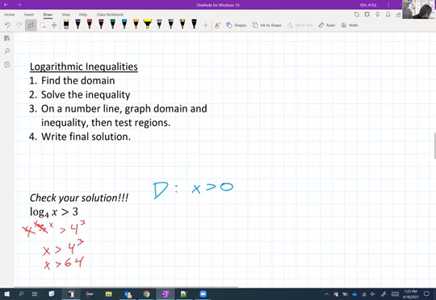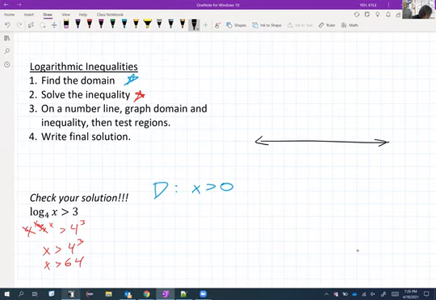So domain, I'll just put a blue star by it so we know that's my blue work. Solving, that was my red work. X is greater than 64, on a number line, I'm going to say, okay, 0, my domain said x needs to be greater than 0. My solution says that x needs to be greater than 64.